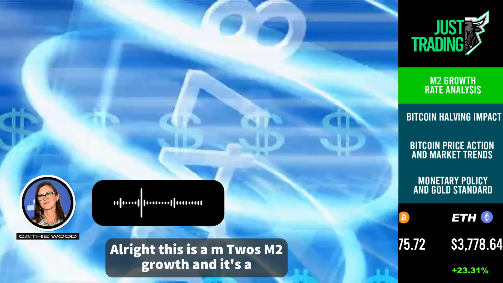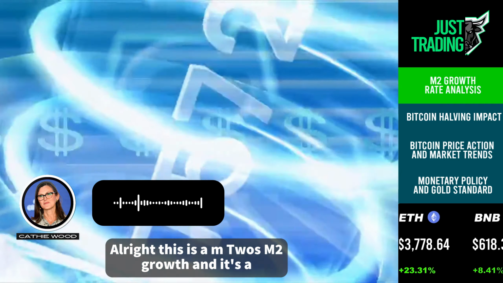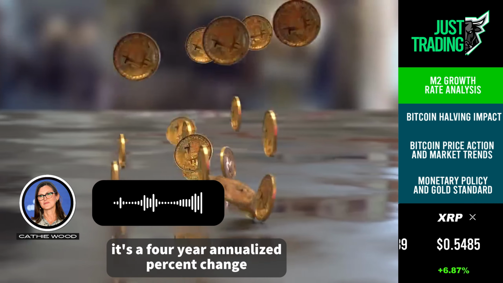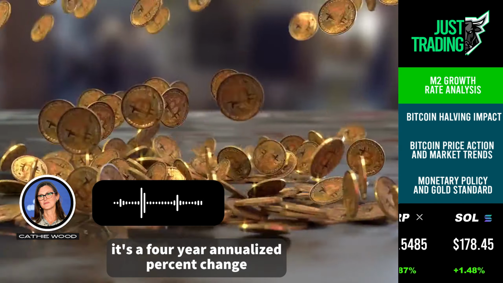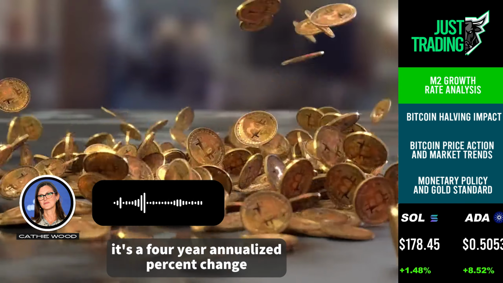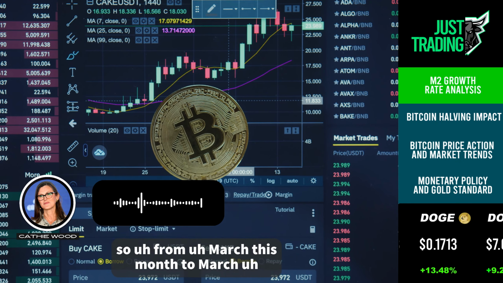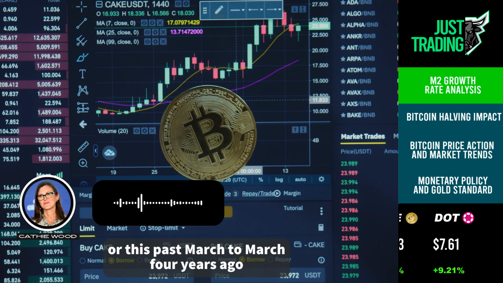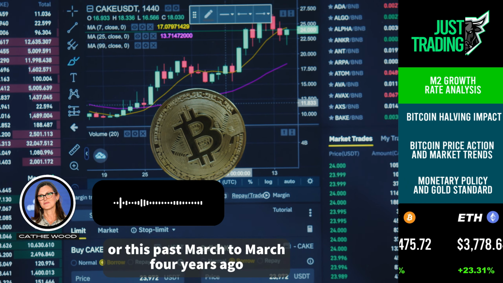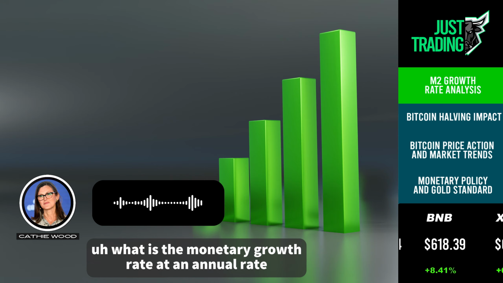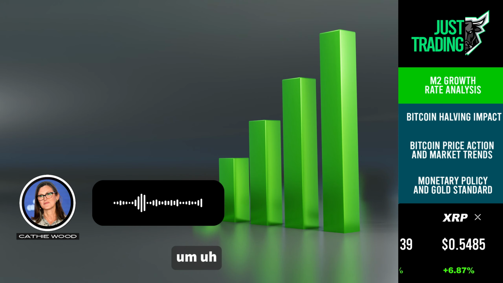All right. This is M2 growth, and it's a 4-year annualized percent change. So from March this month to March, or this past March to March 4 years ago, what is the monetary growth rate at an annual rate?